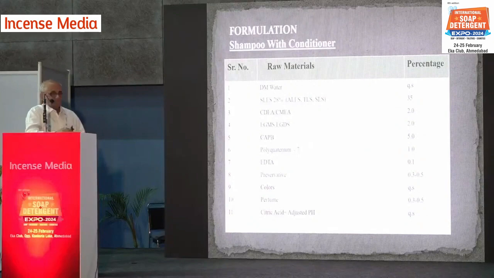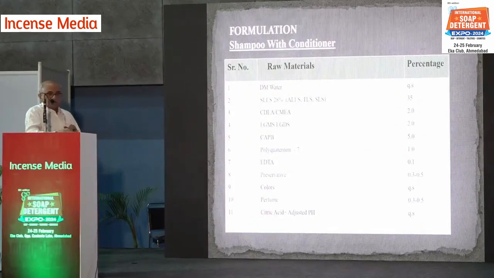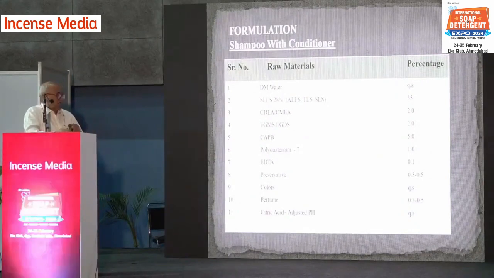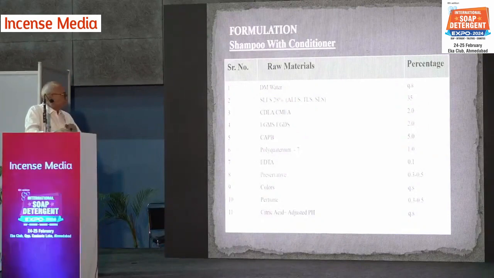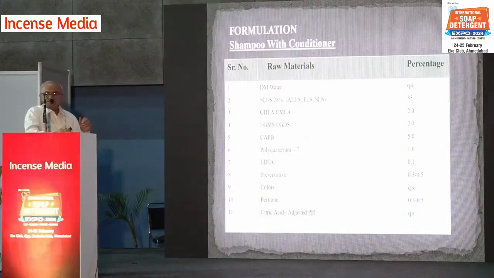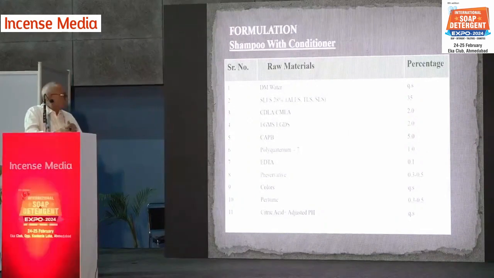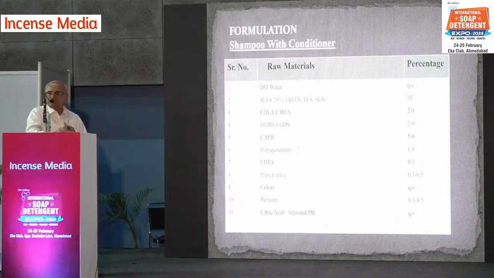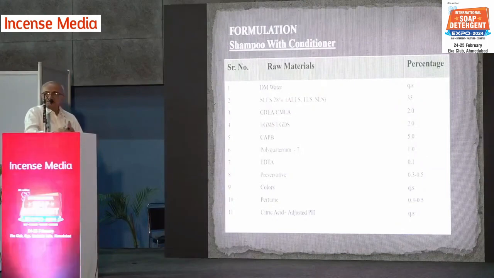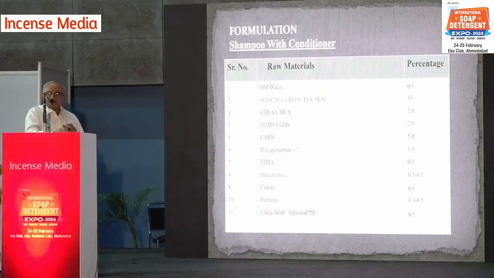Now this is shampoo. Here the main surfactant is SLES. You can add the ammonium salt of SLES or the TA salt of SLES, or only SLS, sodium lauryl sulfate. The total should be 35. Then coco mono and coco DEA are used as foam stabilizer and viscosity booster. EGMS and EGDS are opacifier and pearlizing agent. CAPB is a mild detergent foaming agent. Polyquaternium 7 is a conditioner.